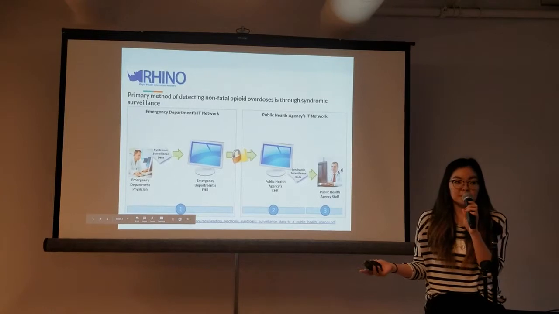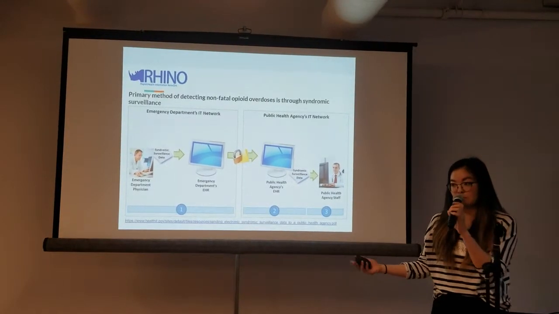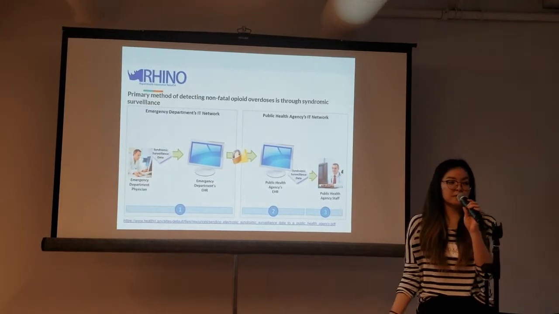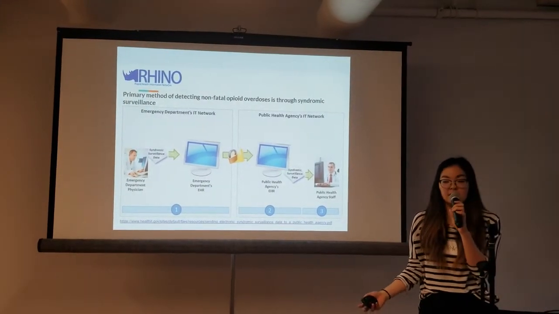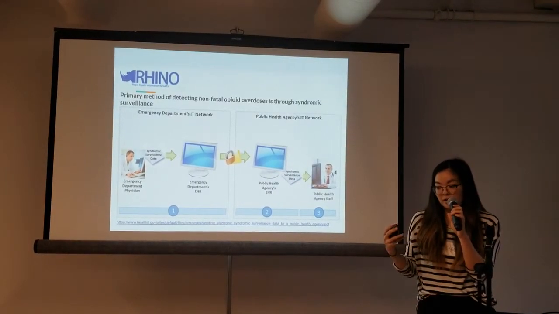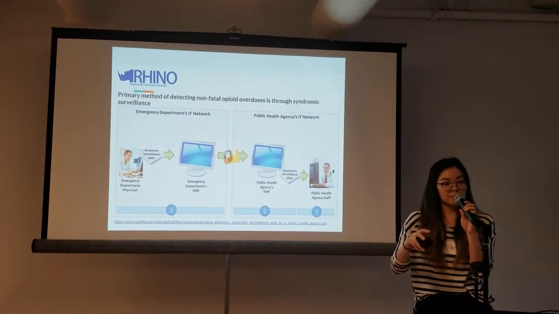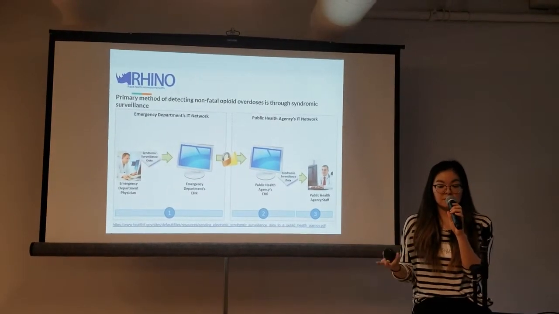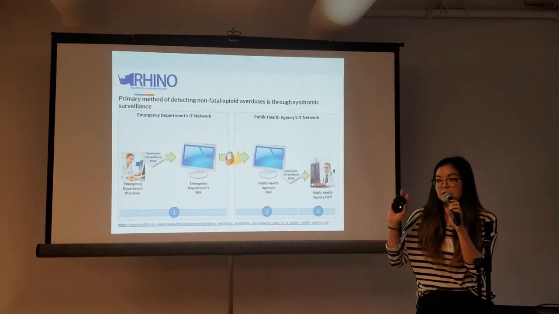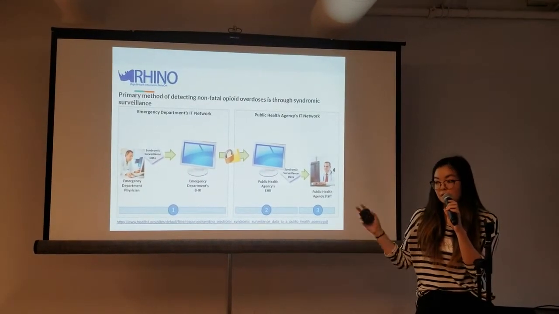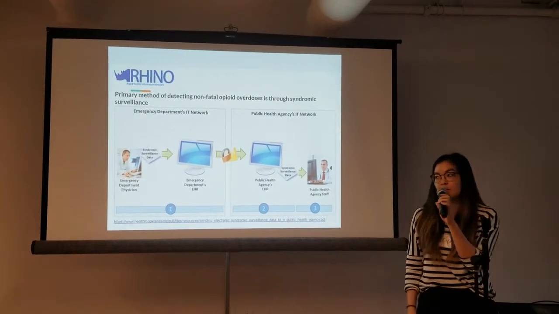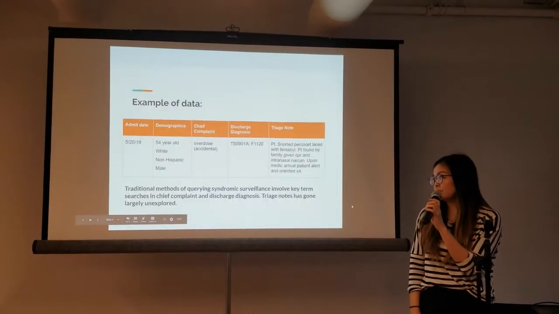So one of the primary methods that is used to detect non-fatal overdoses right now is a type of disease surveillance called syndromic surveillance. And the way that syndromic surveillance data is collected is when a patient walks into an emergency room and they're seen by a medical professional. The medical professional puts information about their visit into their electronic health record. The electronic health record sends data to the Department of Health, and public health practitioners who have appropriate credentials are able to query this data.